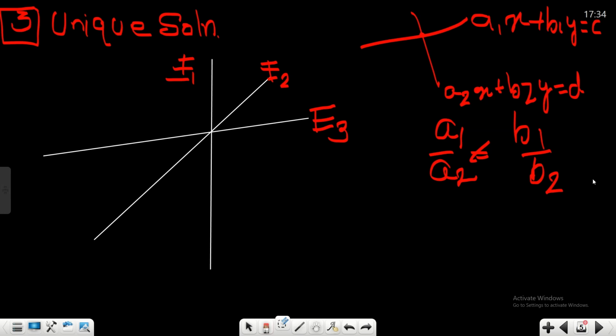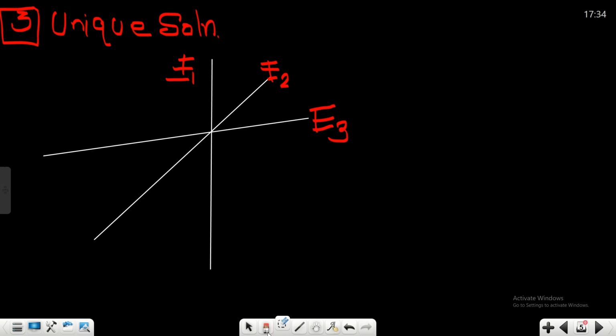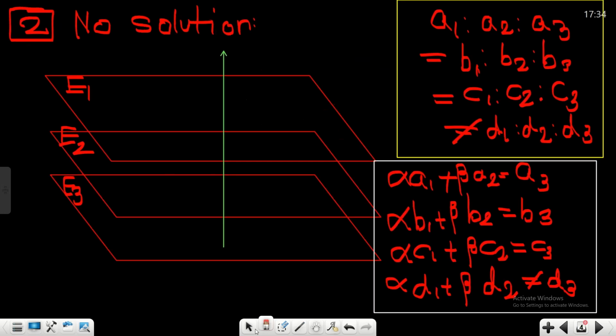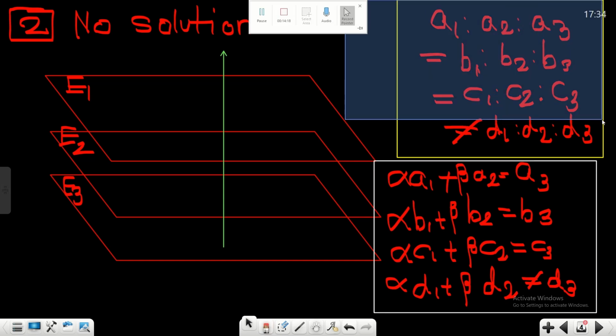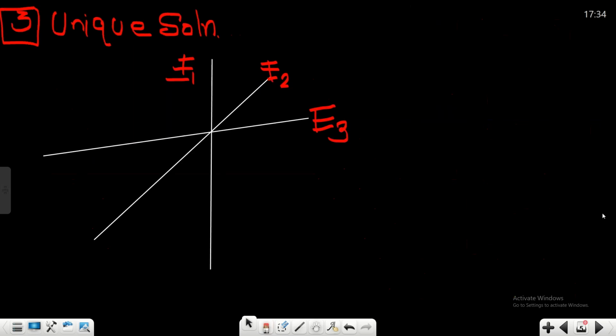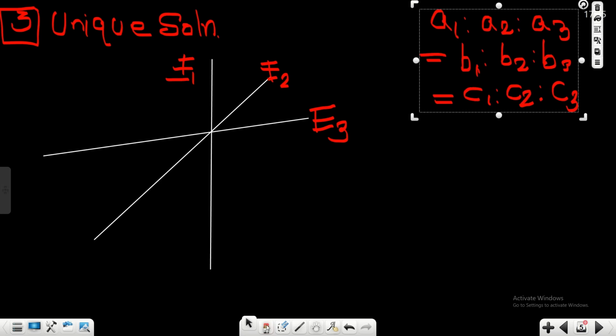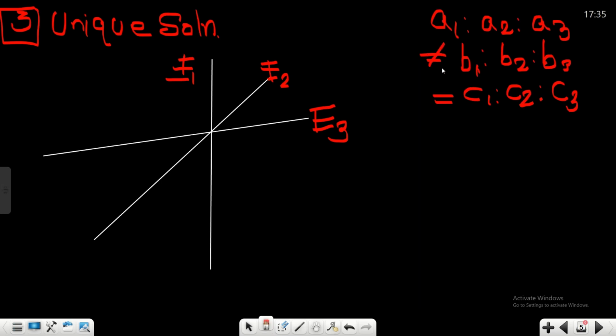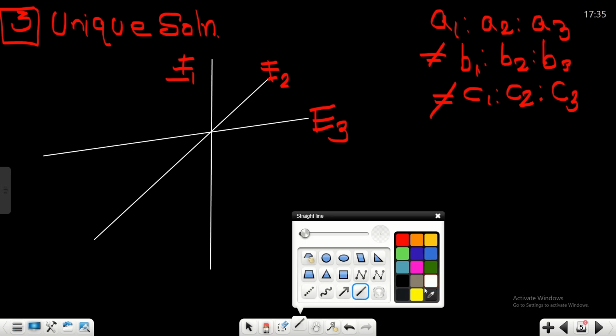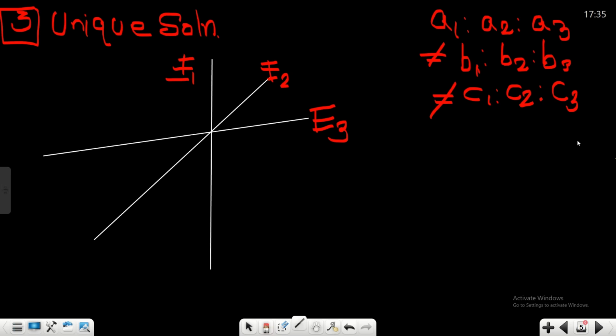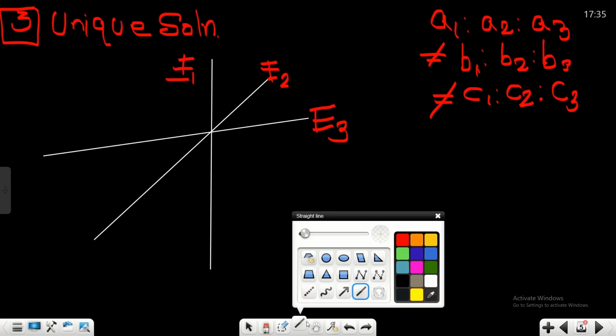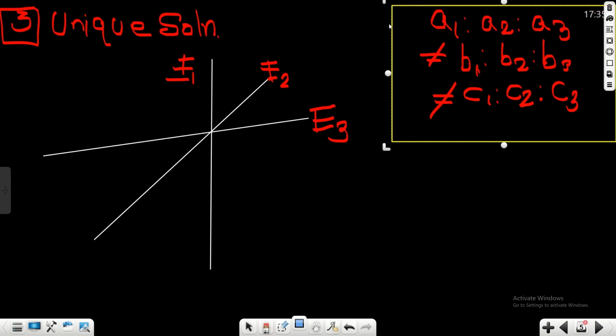Okay, if I apply the same analogy for 3D as well, then our condition is that A1 is to A2 is to A3, let me copy the ratio from the previous slide, should not be equal to this B ratio, and this should also not be equal to the C ratio. Now what about the D ratio? It can be equal, it may not be equal. A similar case with the 2D line as well. So it can be equal, it may not be equal, we do not know.